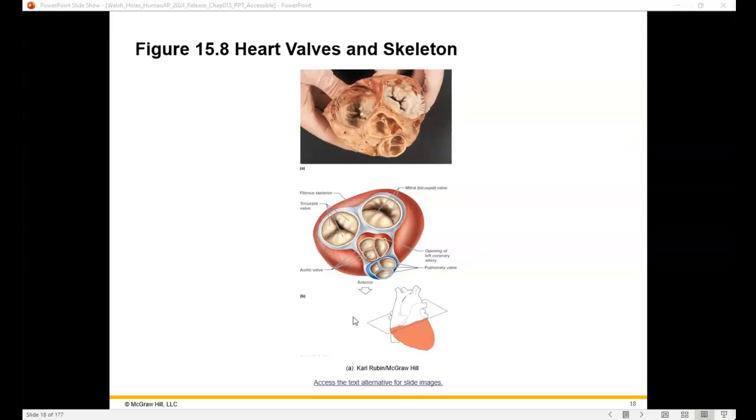Okay, here you see the heart valves and skeleton looking at the heart from a superior view downward. And you see we have the tricuspid valve here and the bicuspid valve here. And then behind that we have the aortic valve and the pulmonary valve.